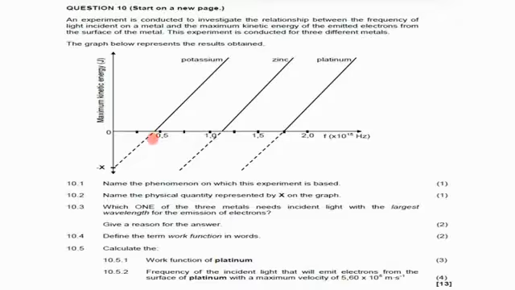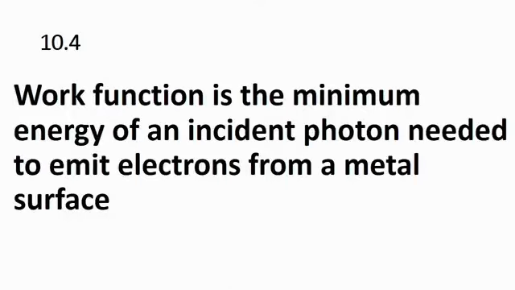Then 10.4 says define the term work function, right? So what is this work function I've been talking about? Work function is the minimum energy of an incident photon needed to emit electrons from a metal surface. Or you can just write any other simple definition that you know. So in layman's terms, work function is just the minimum energy needed for electrons to be ejected or moved from a metal surface.